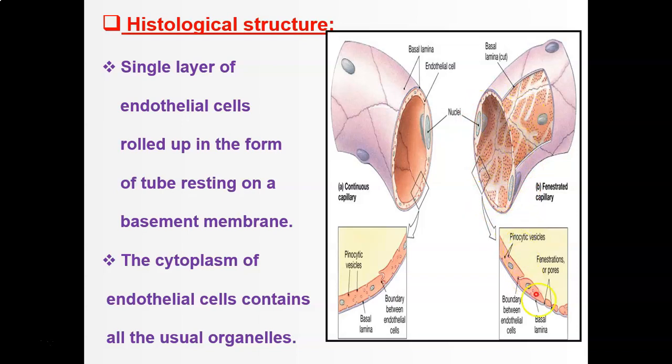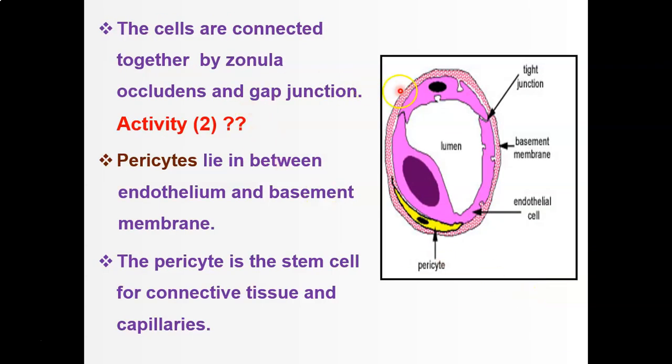You see the pores here? These fenestrations or pores allow passage of hormones, nutrients, and so on. The endothelial cells are connected together by occludens junction or gap junction, zonula occludens and gap junction here. This is the tight or occludens junction. And this is the basement membrane, the endothelial cells resting on the basement membrane.